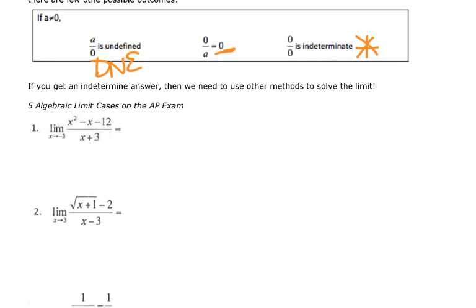So in this first example, if we were to do direct substitution, we would get 0 over 0. We would have an indeterminate form.